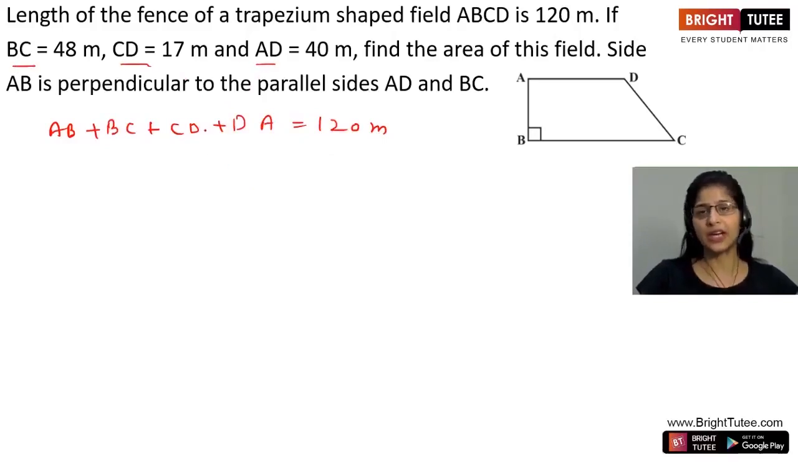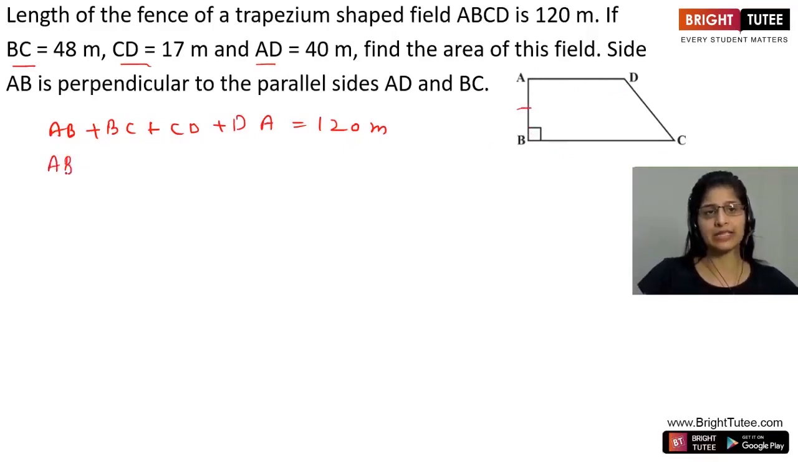We have to find the area of this field. To find the area of this field, we know the length. Just to see, AB is the perpendicular distance. So we can calculate AB by using the perimeter that is given. So AB would be calculated, and AD and BC are already given. So we can apply the formula of area of trapezium.